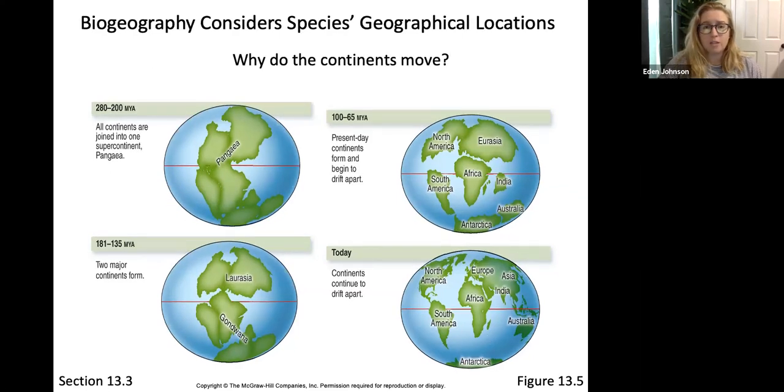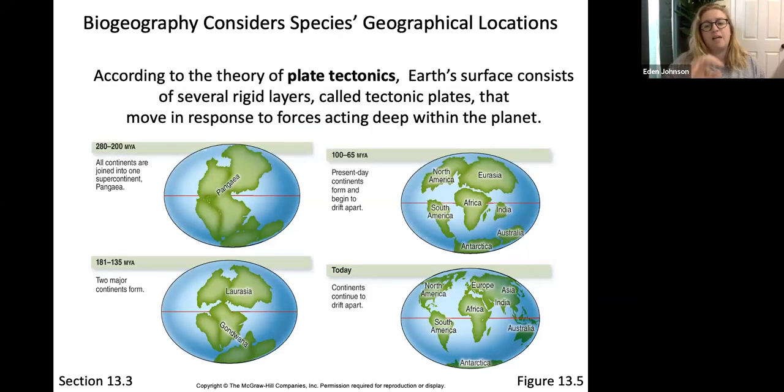All right, so why do the continents move? Have you heard of plate tectonics? You should. The theory of plate tectonics says that Earth's surface has these rigid layers underneath Earth's crust that are just moving. And you can measure how much they move in a year. There are scientists who measure that constantly, because plate tectonics move in response to forces acting deep within the planet. You know that under Earth's crust, you have all of this bubbling happening.